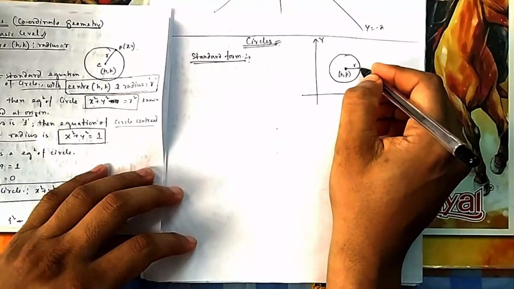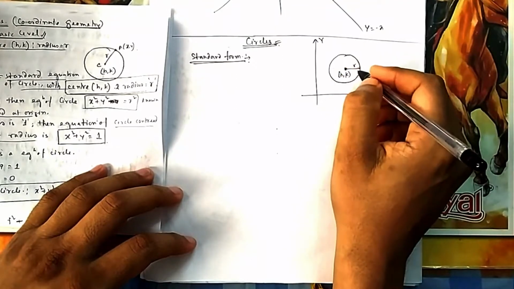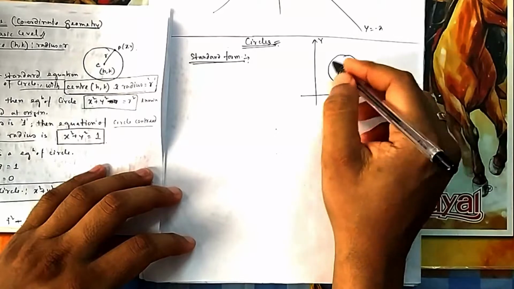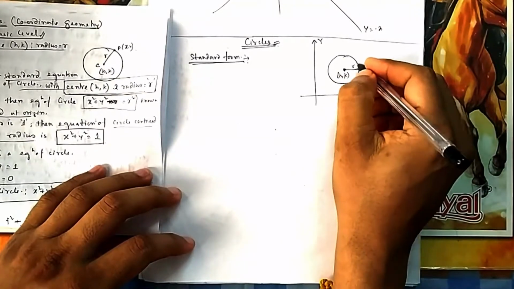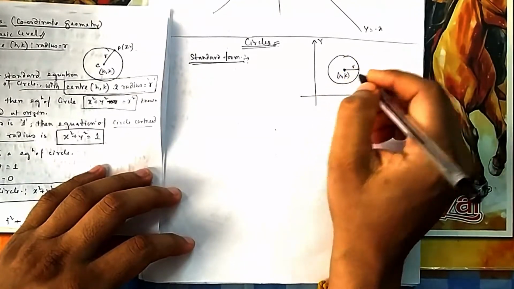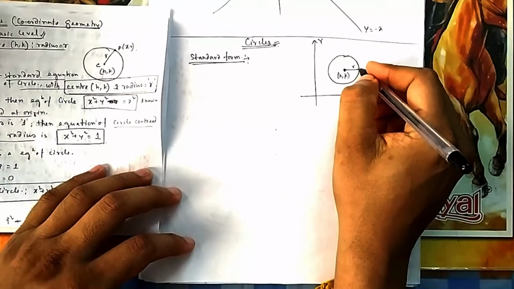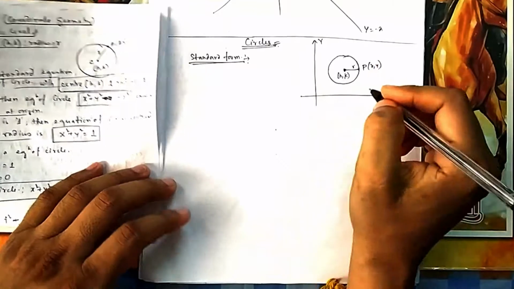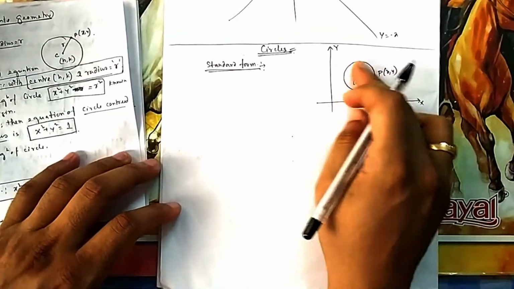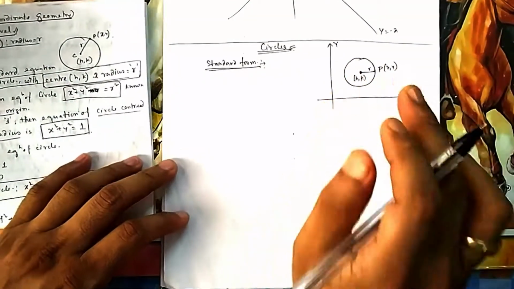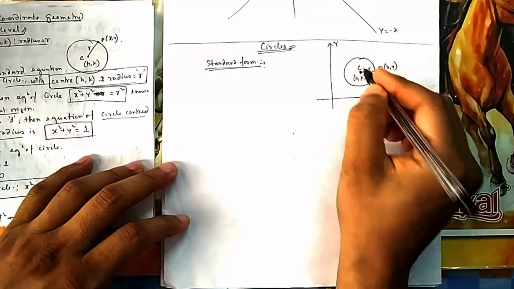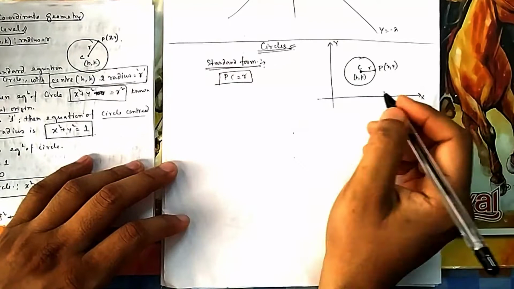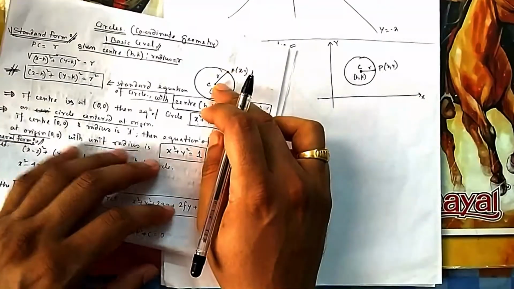If I connect all the points that are at a distance of r from the point (h, k), that will represent a circle. So if I collect all these points, it will represent a circle. So this is the condition. I have to find the locus of all points P which satisfy the given condition. That is the concept of locus. The given condition is that the distance should be equal to r, so PC should be equal to r.